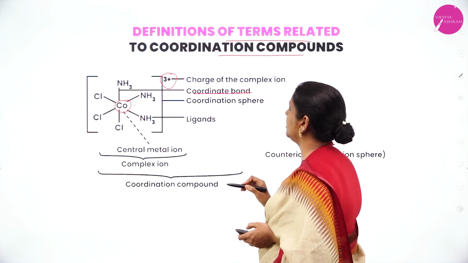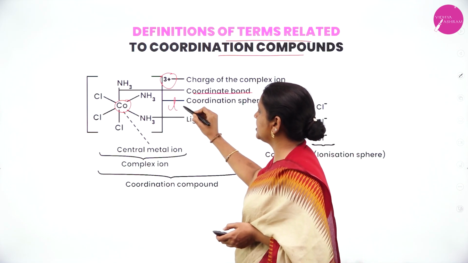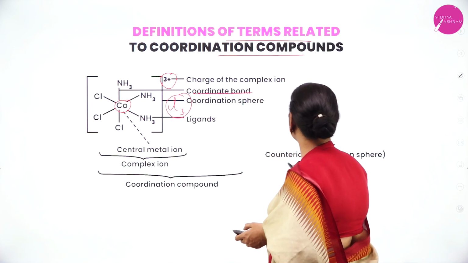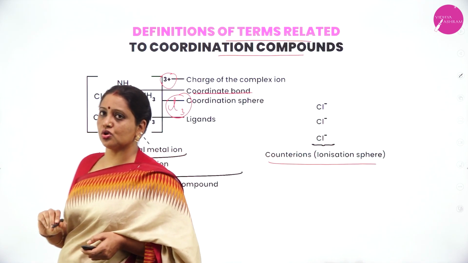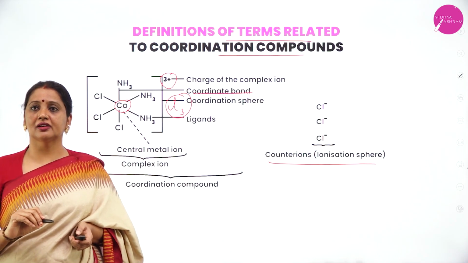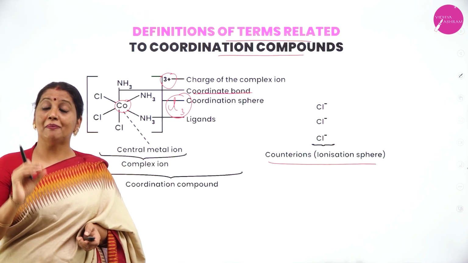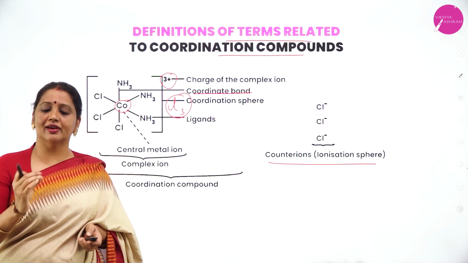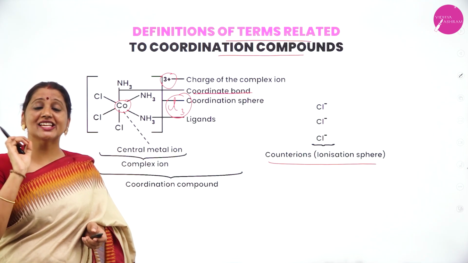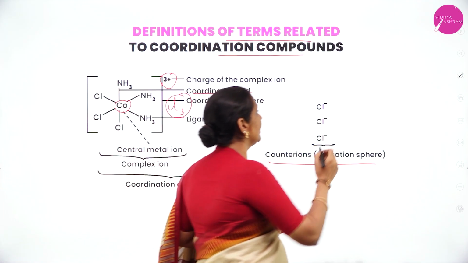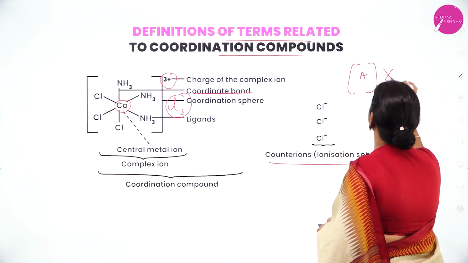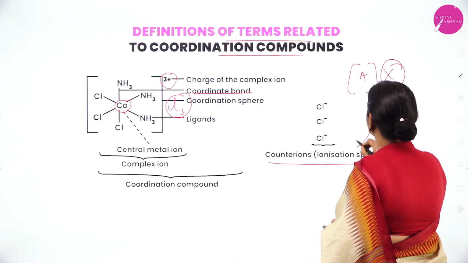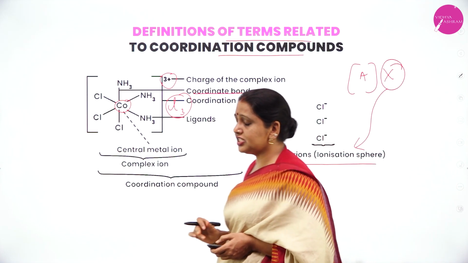And outside are 3 chloride ions, Cl3. These chloride ions are called counter ions, and they are also called the ionization sphere. The part present inside the square bracket is called the coordination sphere. The part present outside the square bracket is called the ionization sphere.